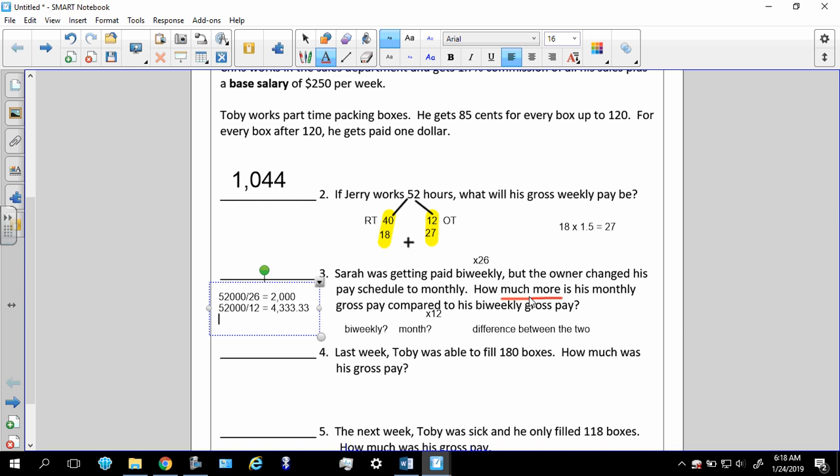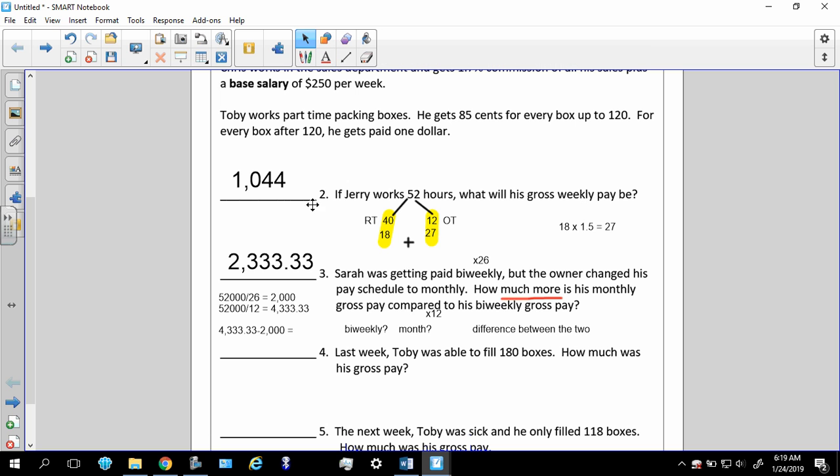Okay. Now, again, remember, the question is how much more is the paycheck. All right, so her biweekly paycheck is $2,000. Her monthly paycheck is $4,333. So I just find the difference. So 4,333.33 minus 2,000. And when I do that, I'm going to get my answer, and my answer is going to be $2,333.33.